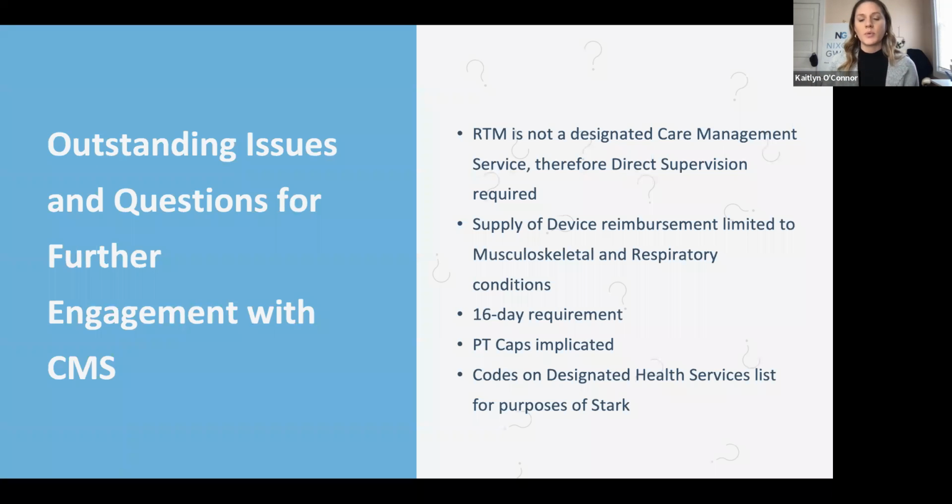And I think it's really important that we continue to paint that picture for CMS and that they either introduce a new code or code set that doesn't require 16 days or change their interpretation of the 16-day requirement as it currently exists.